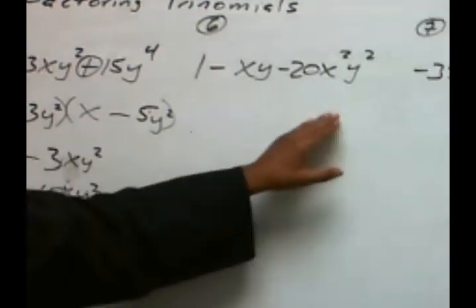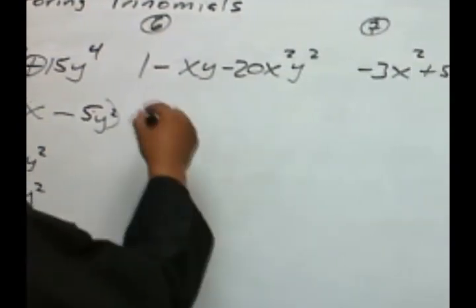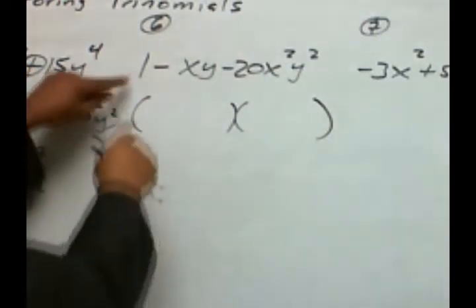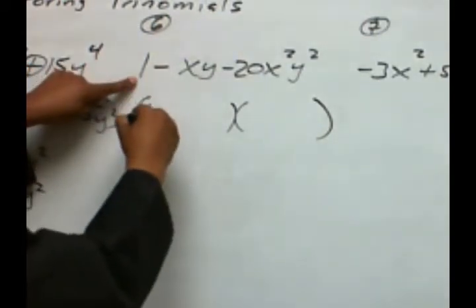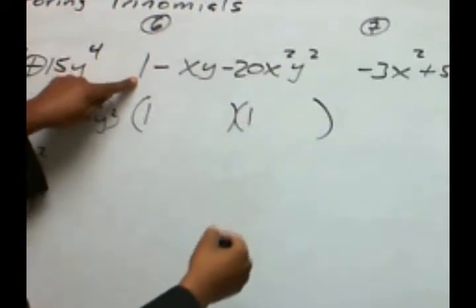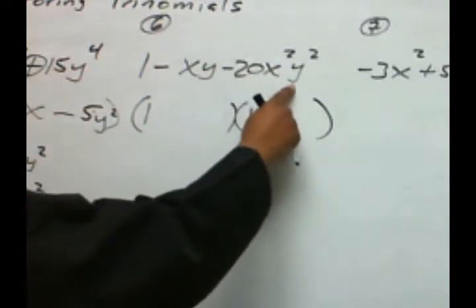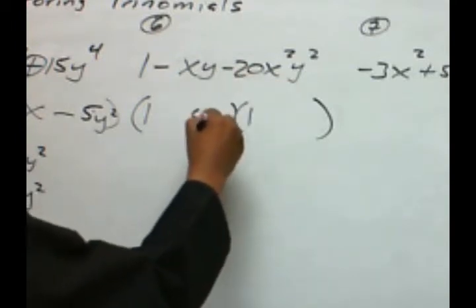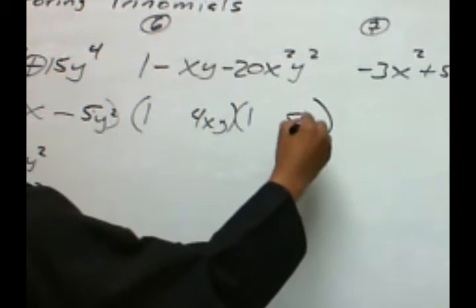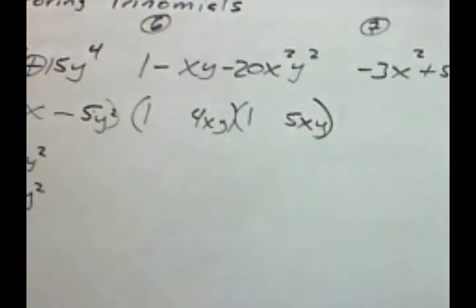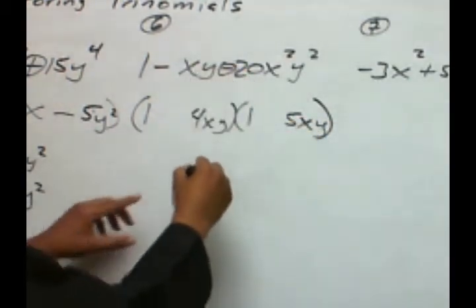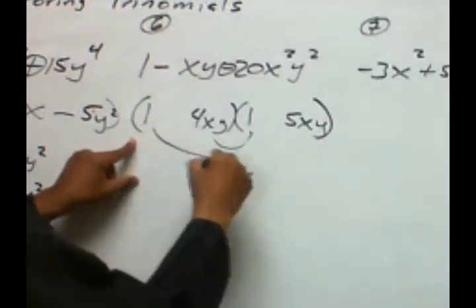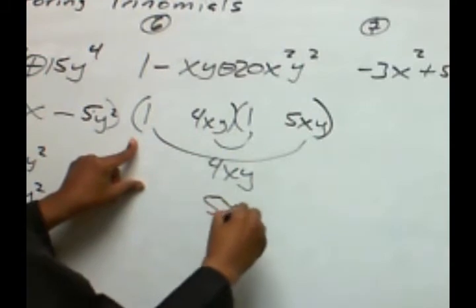Next, this is a trinomial. Trinomials factor into 2 binomials. First, let's factor the 1. The 1 used to be a 1 times 1. That's not bad. Well, what about the 20x squared y squared? Well, let's say that used to be a 4xy times a 5xy. And the signs are going to be different. So when we multiply these two, we'll get 4xy. When we multiply the ones on the outside, we'll get 5xy.